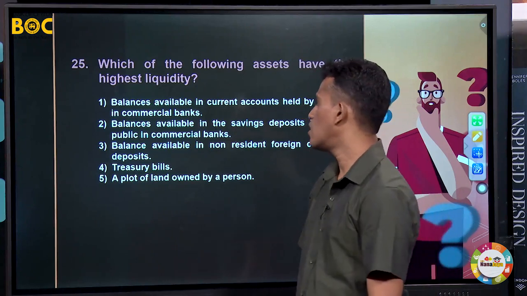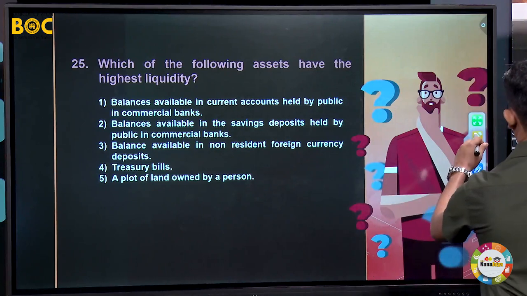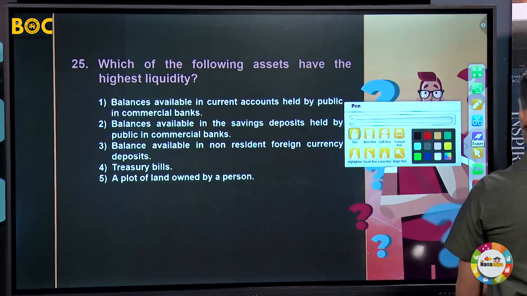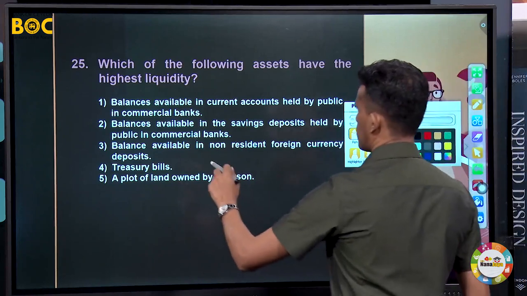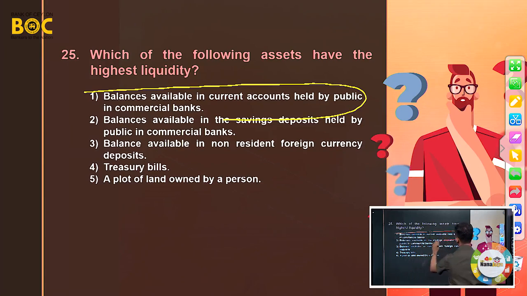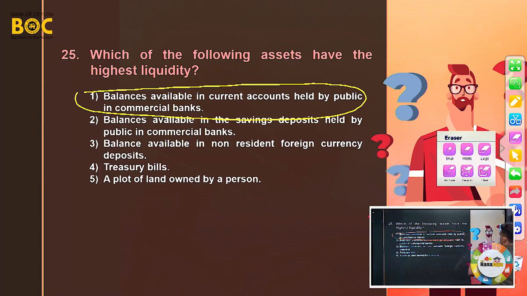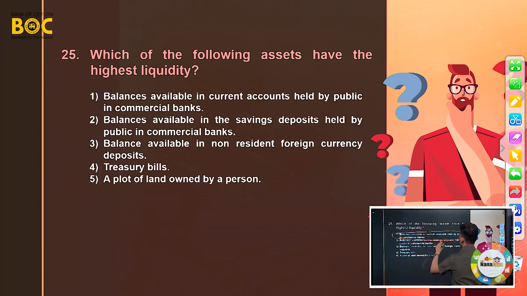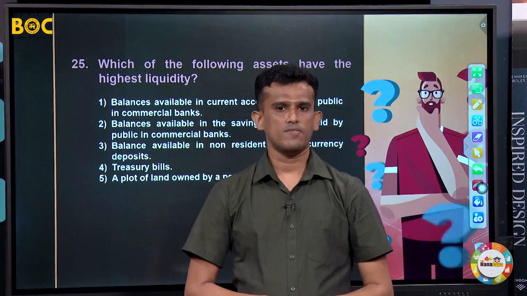So the only medium of exchange given out of these five answers is the first answer, the balances available in current accounts held by public in commercial banks. That is the only medium of exchange given here. So that is the highest liquid asset out of these. So the answer number 2 is the answer for question number 25.